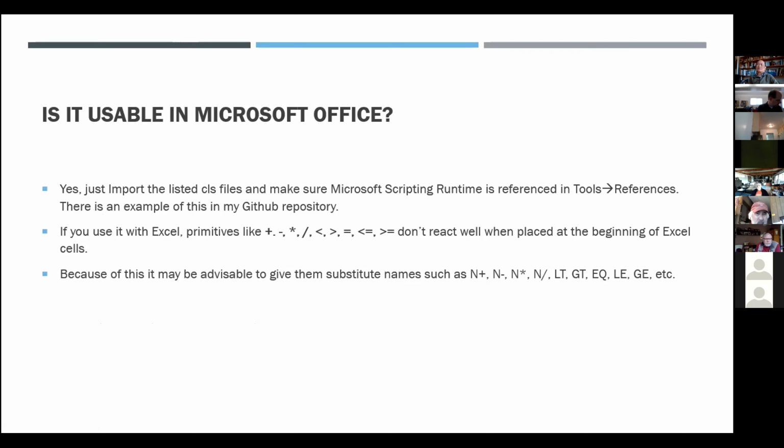So is it usable in Microsoft Office? Yes, you just import the listed CLS or class files and make sure Microsoft Scripting Runtime is referenced in Tools, References. There's an example of this in my GitHub repository. If you use it with Excel, primitives like plus, minus, times, slash, less than, greater than, etc., don't react well when placed at the beginning of Excel cells. Because of this, it may be advisable to give them substitute names like n-plus, n-minus, n-times, n-slash, n-less-than, n-greater-than.